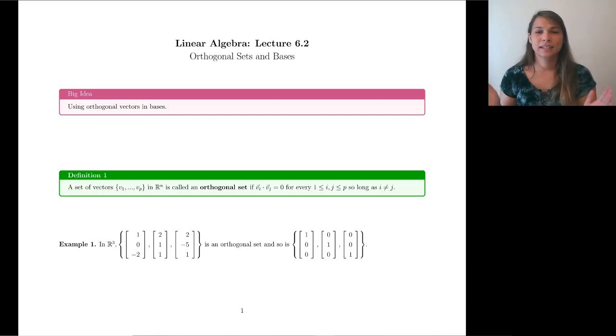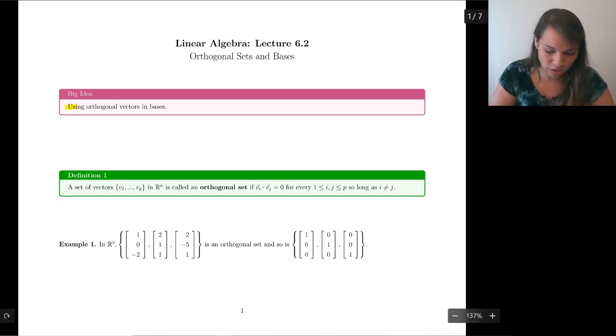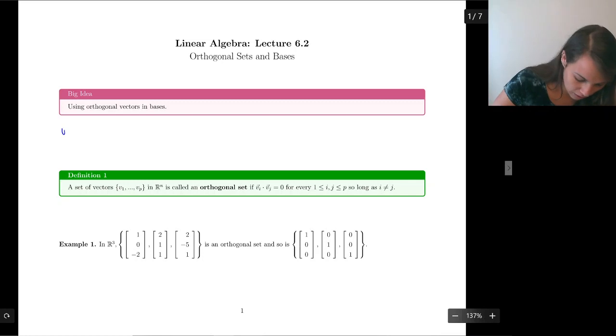Hi everybody! Today we're talking about orthogonal sets and bases. The big idea is we want to know what happens when we use orthogonal vectors in our basis. Quick reminder, what does orthogonal mean?